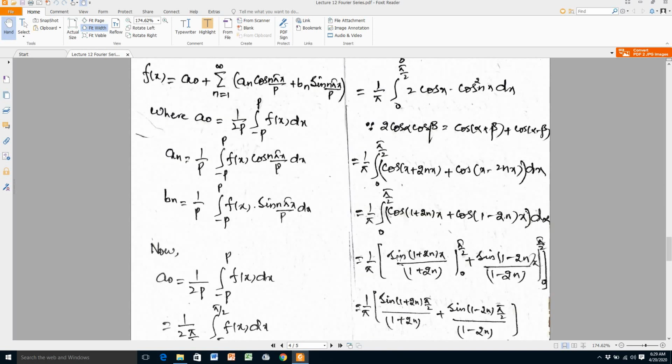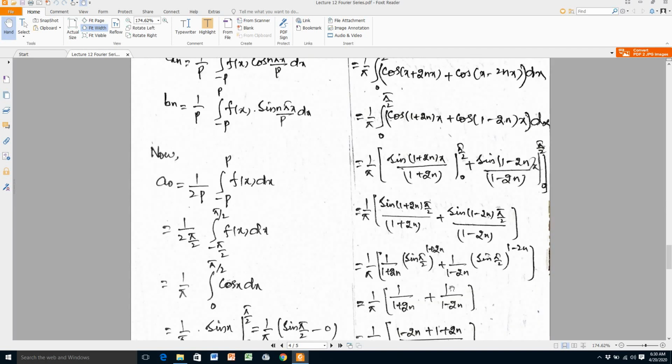When I integrate this, you get sine((1 plus 2n)x) divided by 1 plus 2n, evaluated from 0 to pi by 2, and when you integrate this you get sine((1 minus 2n)x) divided by 1 minus 2n, evaluated from 0 to pi by 2. Here I am substituting the limits, and after simplification by using de Moivre's theorem, I write the expression in this form: 1 over 1 plus 2n into (sine pi by 2) raised to the power 1 plus 2n, plus 1 over 1 minus 2n into (sine pi by 2) raised to the power 1 minus 2n.